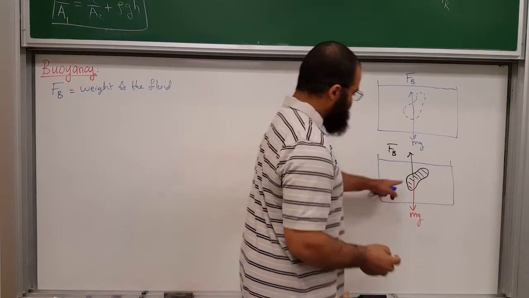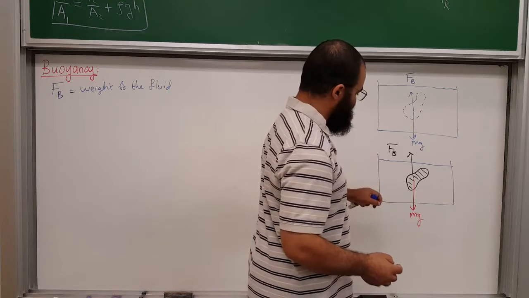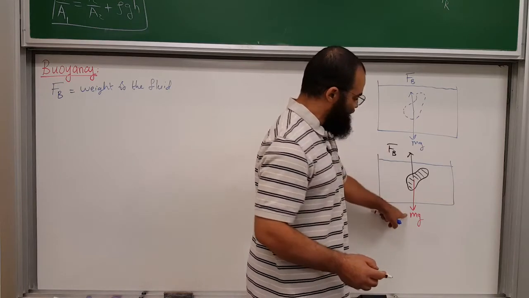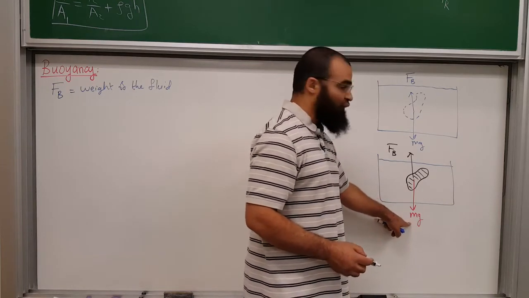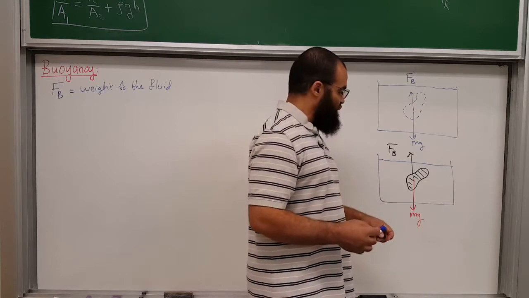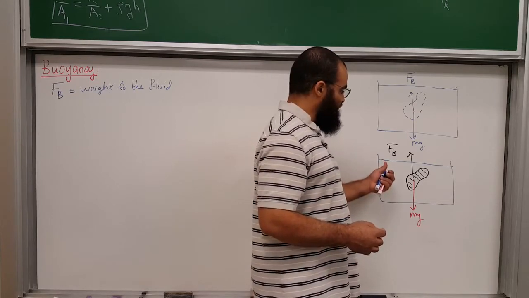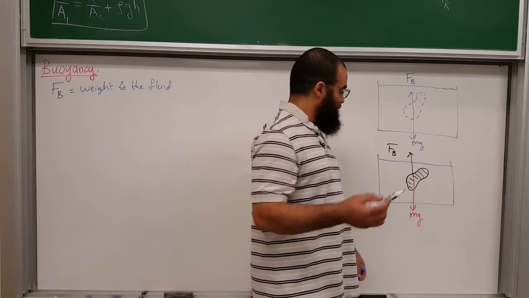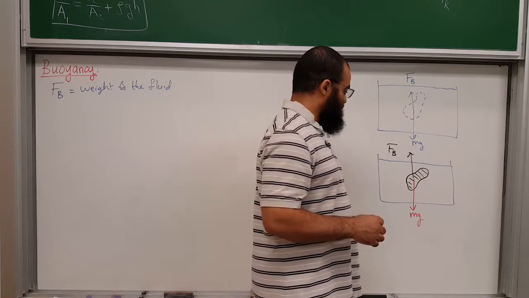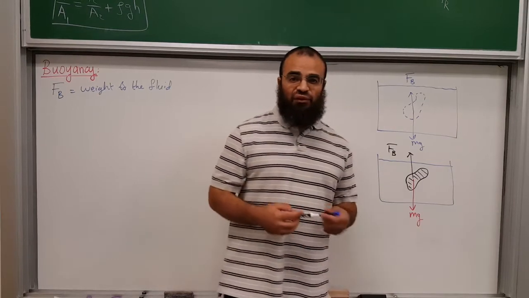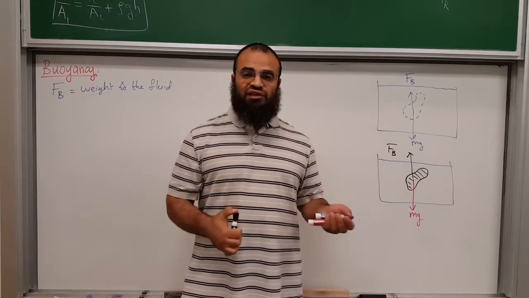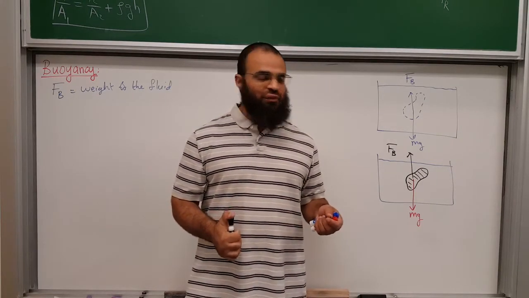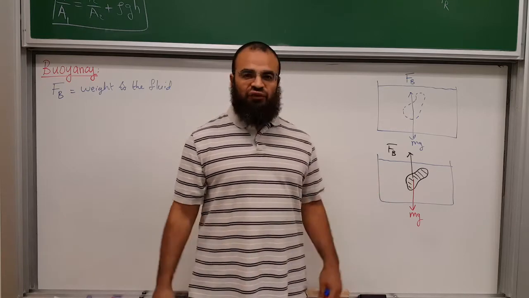So whether this object sinks or floats, it depends. If the buoyant force is equal to the mass times gravity of that fluid, then it will float. If the buoyant force happens to be less, then it will sink. And so that's what happens. But the buoyant force is simply equal to the weight of the fluid that is displaced, and that's called Archimedes' principle. And again, it's an application of Newton's law.